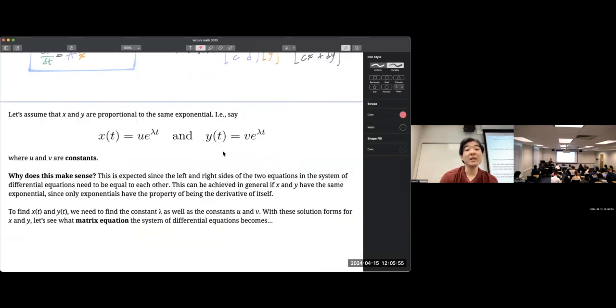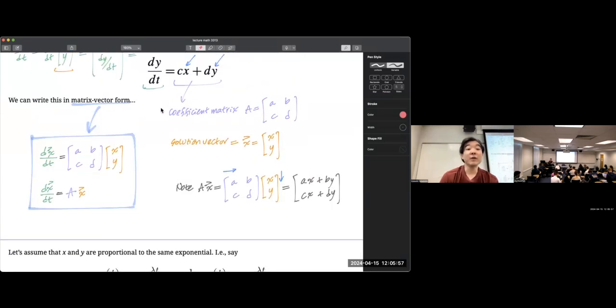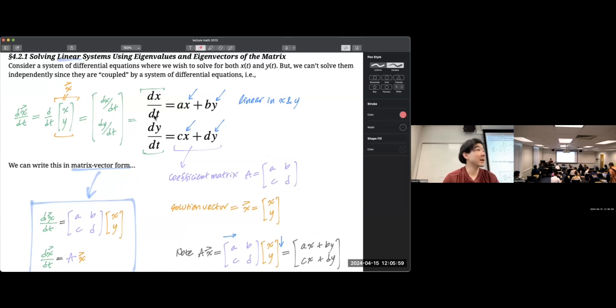So the idea is that if both x and y are e to the lambda t, then the derivative for x will also contain e to the lambda t, and the derivative for y will also be e to the lambda t, and then all the x's and y's also have e to the lambda t. So then you'll have a bunch of terms on the left with e to the lambda t, and on the right you have e to the lambda t. So you've got a bunch of terms that resemble each other.